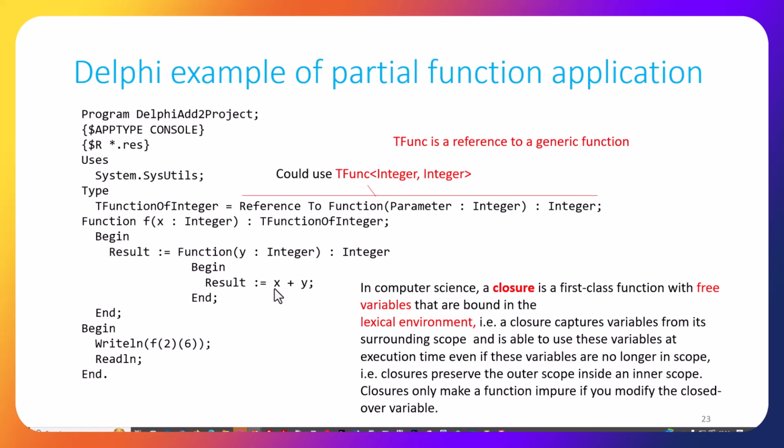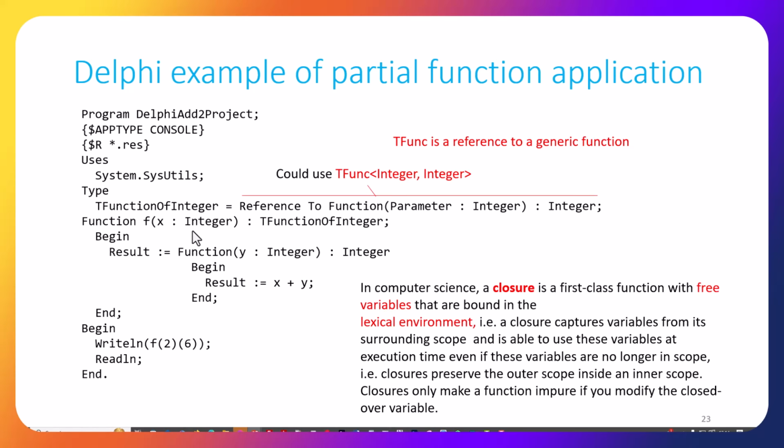So a closure captures variables from its surrounding scope and is able to use these variables at execution time, even though these variables are no longer in scope. When a function is called, the actual parameters are supplied on the stack in the first few cells. So it's out-of-line programming basically. It's an out-of-line function, and it's able to use these variables to execute, even if these variables are no longer in scope. Closures preserve the outer scope inside an inner scope.